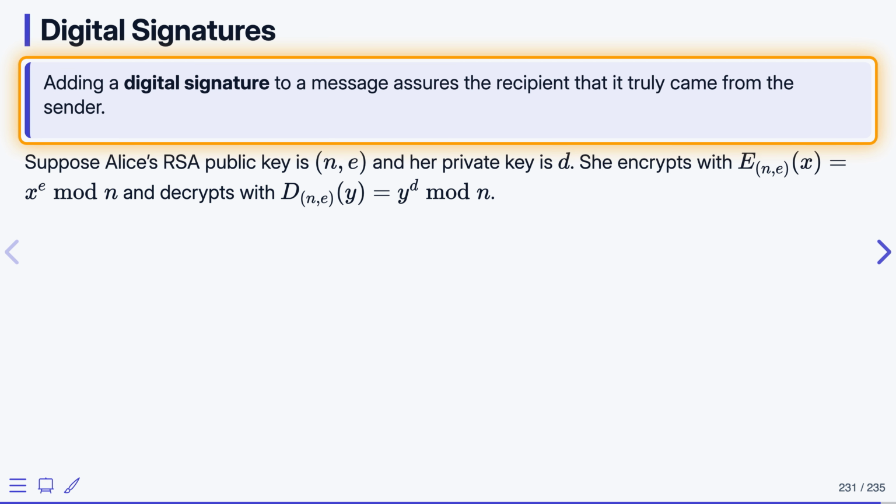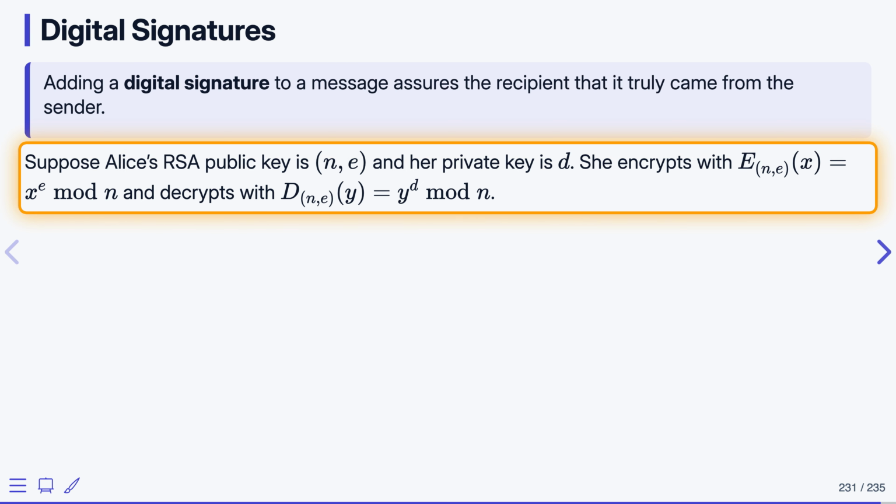A digital signature is a way to prove who wrote a message. When you receive it, the signature convinces you that it really came from the claimed sender and not from an imposter. This is a different goal from secrecy. Here we are not hiding anything. We are proving authorship. This is how Alice does it with RSA. Her public key is the pair n, e, and her private key is d. Normally, to lock a message x, you compute x to the e, mod n. To unlock, you compute y to the d, mod n.